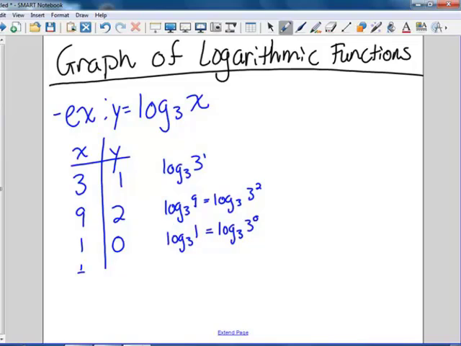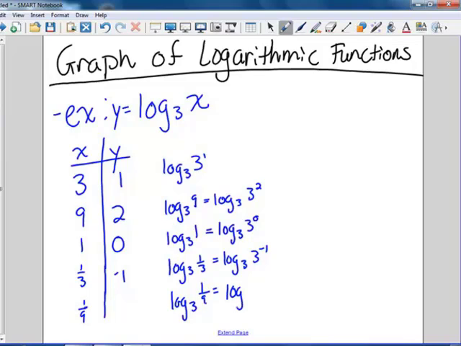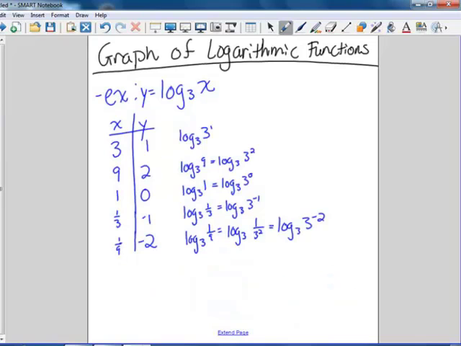And how about a third? We did one kind of like that before. Log base 3 of a third is the same as log base 3 of 3 to the -1. So that would simplify to -1. Do one more. How about a ninth? Log base 3 of 1/9. That's the same as saying log base 3 of 1 over 3 squared, log base 3 of 3 to the -2. Okay, so hopefully you're seeing a pattern here.